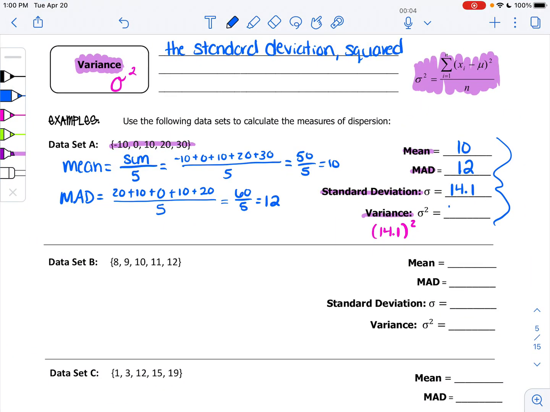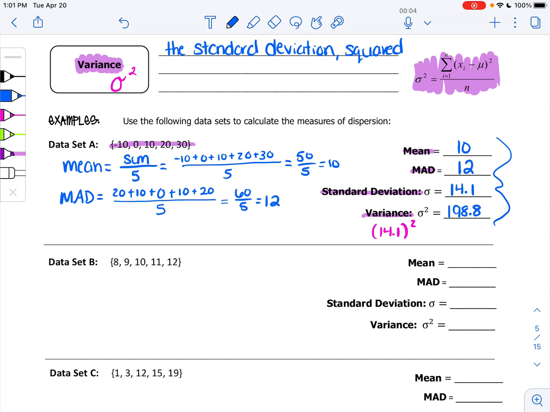So our variance is 198.8. So again, you do need to know how to calculate your mean and MAD by hand, but your calculator will calculate mean, MAD, and standard deviation for you. The variance, you just take that standard deviation and square it in your calculator. Let's look at another example.